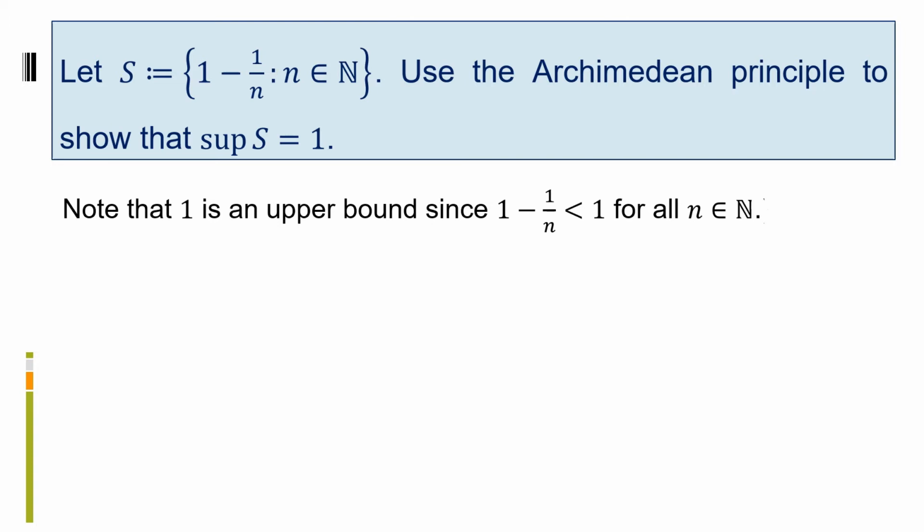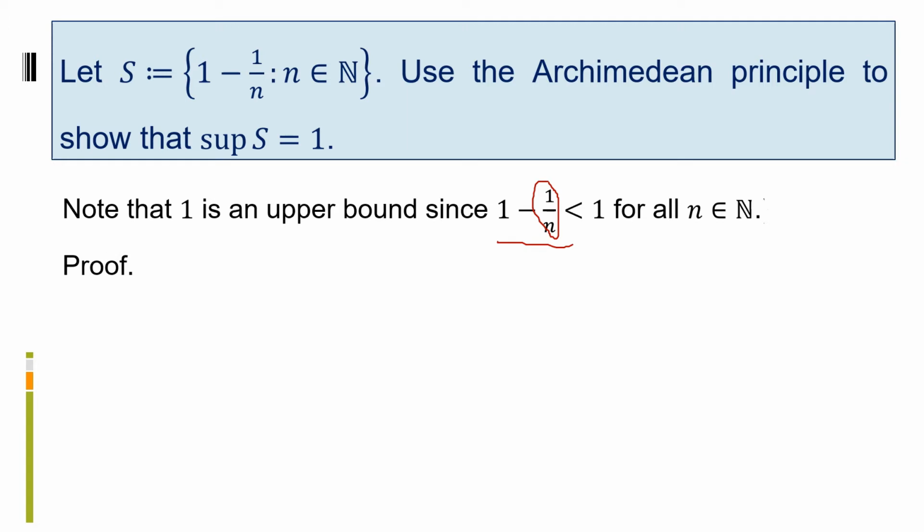than 1 for all n na element ng set of real numbers natin. Okay? Di ba kapag nag-minus tayo ng 1 over something dito, paliit lang to ng paliit. Okay? And this is now less than 1. Hindi pwedeng maging equal to 1 to kasi hindi naman pwedeng maging 0 itong 1 over n natin. Okay? So, bounded above siya by 1.